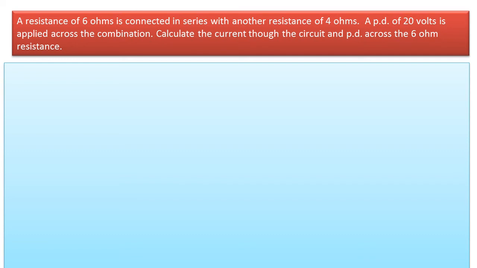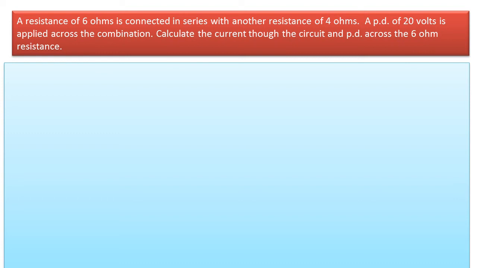Now let us write down the given things first. So what all things are given? They are saying that there are two resistors connected in series, and what are their values? First resistor has resistance of 6 ohm and second resistor has resistance of 4 ohm. We will call them R1 and R2. So R1 is equal to 6 ohm and R2 is equal to 4 ohm. And PD is also given, that is V. V is equal to 20 volts.